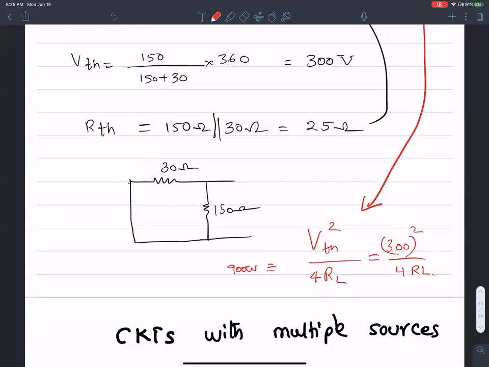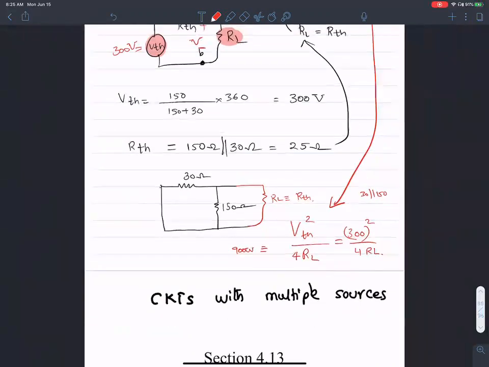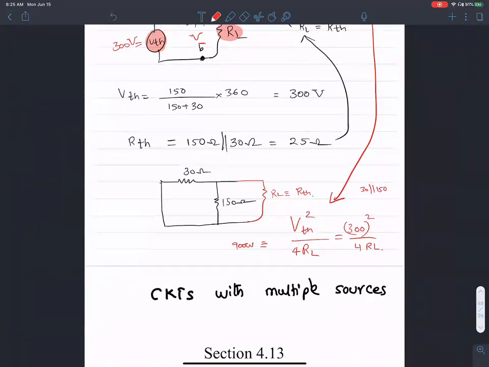So the application of the maximum power transfer theorem is that this RL is chosen to be equal to RTH, which is 30 in parallel with 150. And that's all there is to the maximum power transfer theorem. Okay, let's see if I can do some problem with the superposition theorem. Okay, questions so far, please.